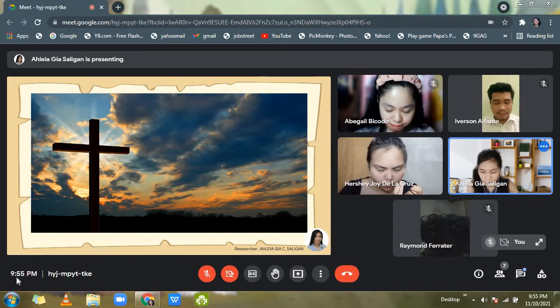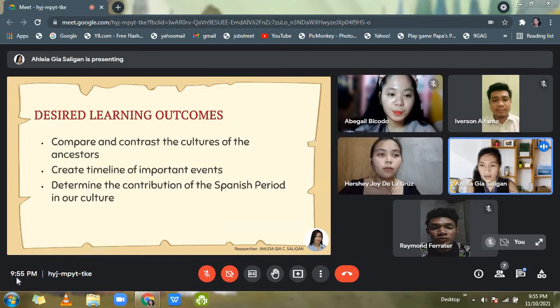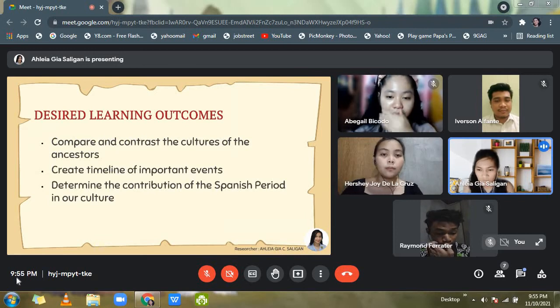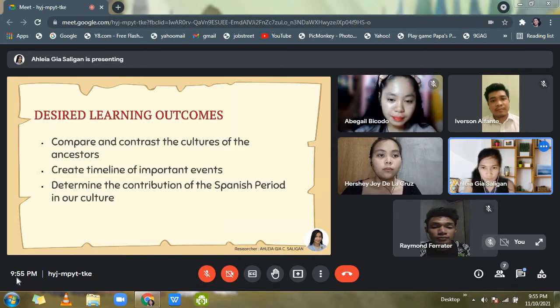So now let's proceed to the desired learning outcomes. First, we will be able to compare and contrast the cultures of our ancestors. Second, create a timeline of important events. And third, determine the contribution of the Spanish period to our culture.